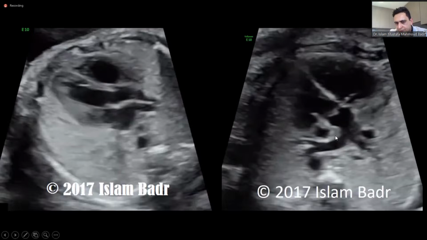What's coming out of the left ventricle? A vessel, short, it bifurcates soon into the right and the left branch. This is the pulmonary artery. This is what you should see in normal cases, the aorta, and this is what you see in transposition of great artery, the pulmonary artery, coming out of the left ventricle.